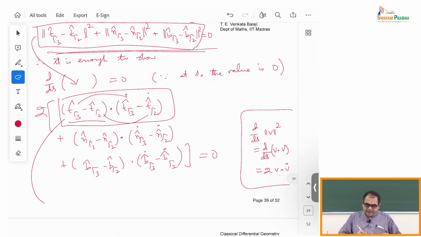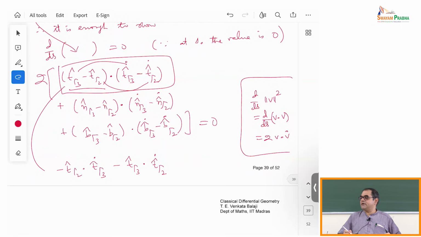So what you will get is, the first term will be minus t cap gamma 2 dot t cap dot gamma 3, minus t cap gamma 3 dot t cap dot gamma 2. That is the first term. All right, and so it's just a matter of writing this down.